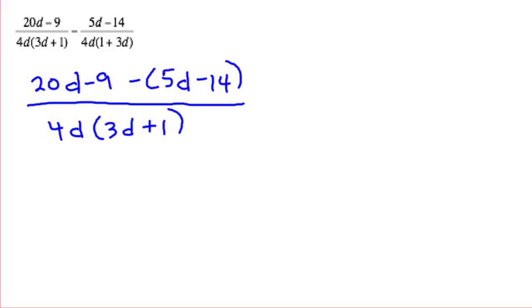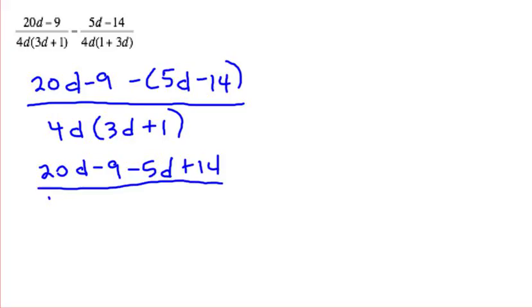And I wrote it with variable term first and constant term second. But that is exactly what this is too. I just changed the order. Okay, so now in the numerator, I'm going to distribute that subtraction. And I have 20d minus 9 minus 5d plus 14 all over that common denominator of 4d times a quantity 3d plus 1. So now I have 20d minus 5d, which is 15d.